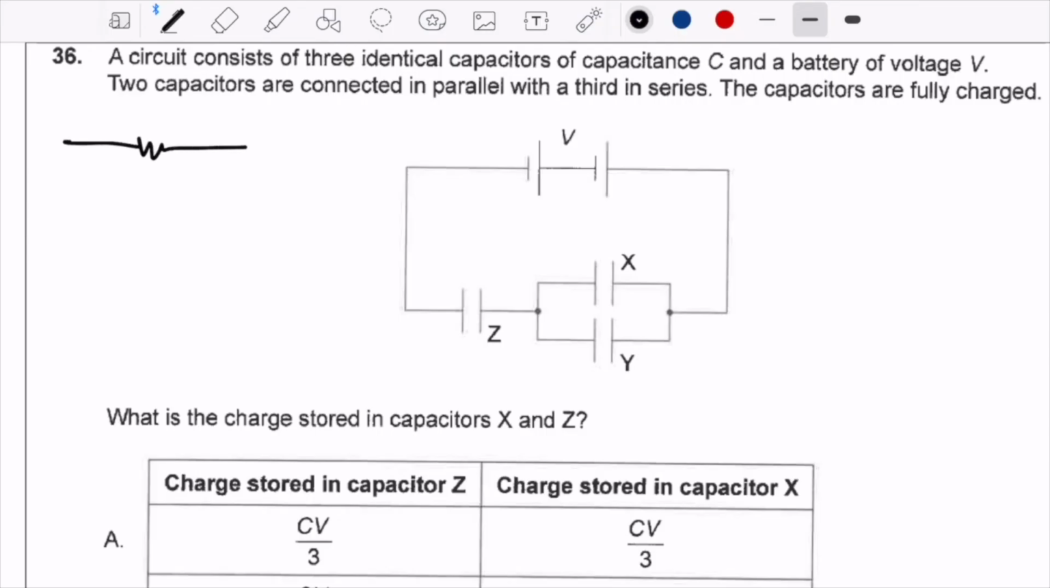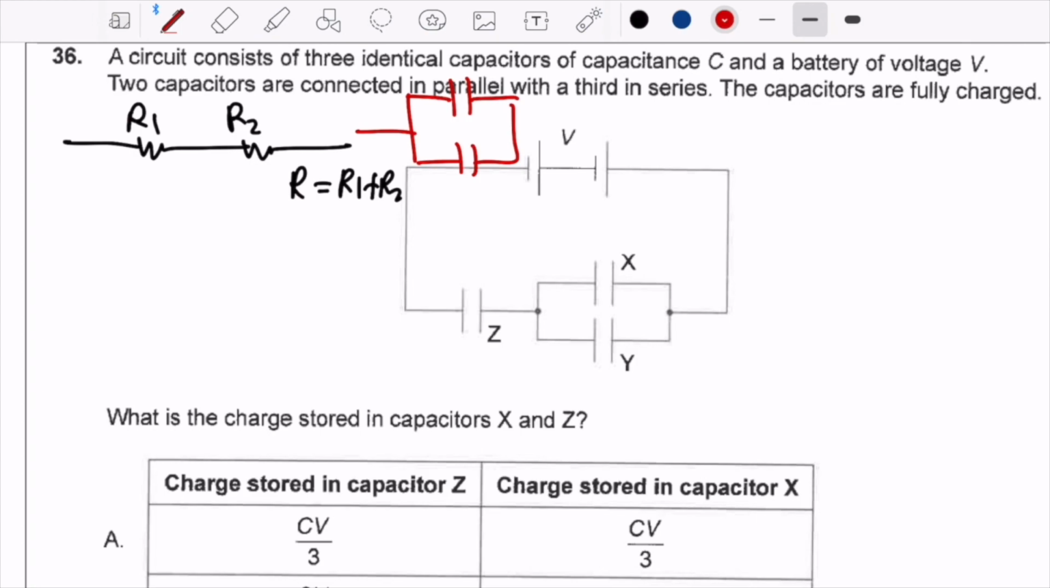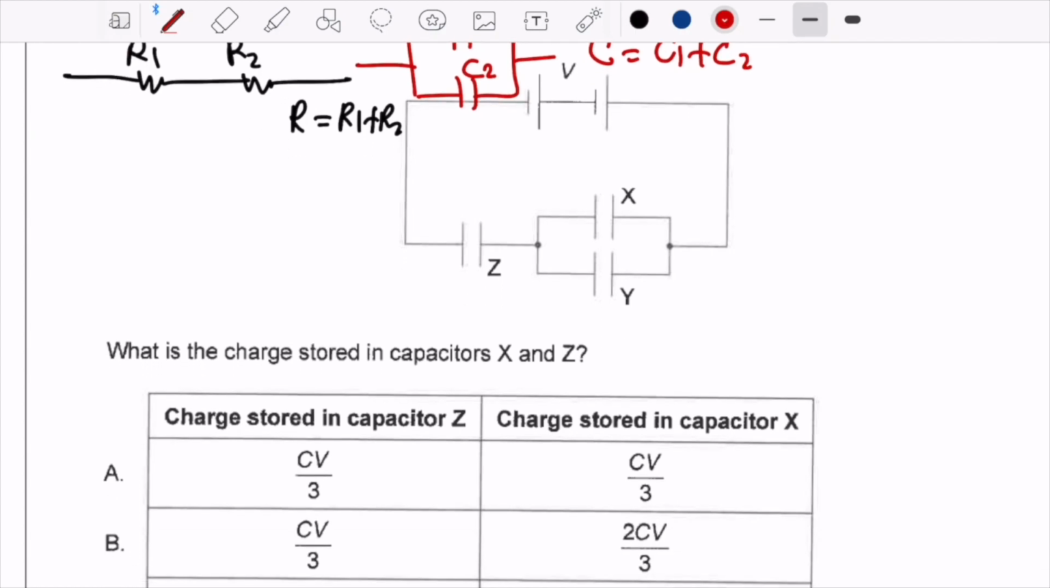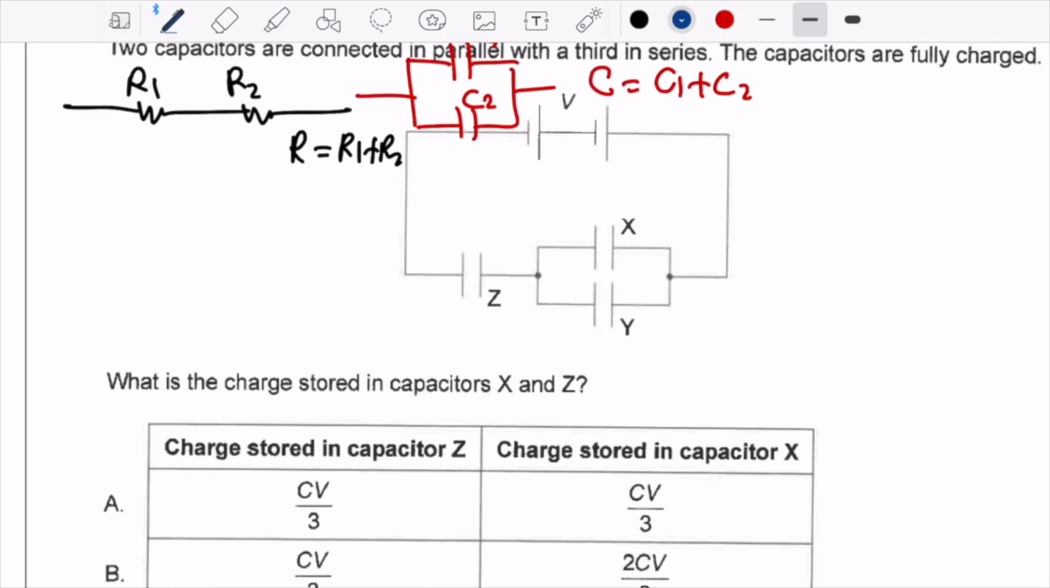Now if you go into resistors, we know for R1, R2 in series, total resistance is R equals R1 plus R2, but this one applies for parallel capacitors. We need to understand that if this is C1, if this is C2, total capacitance is C1 plus C2. Opposite, I mean kind of opposite way, right?